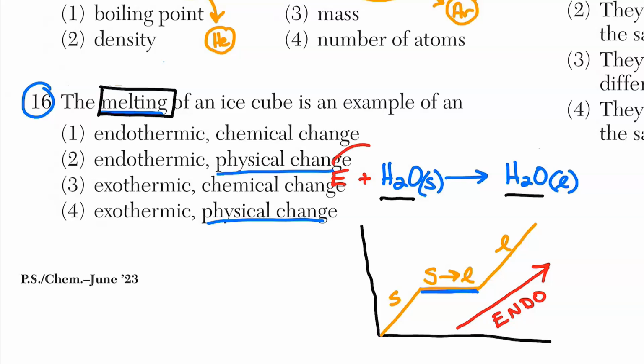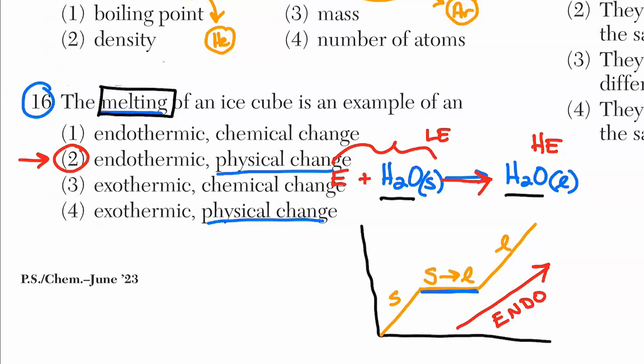This is the reactant side. Needs energy to go forward. Liquids have more energy. And so if I have higher energy here and I have lower energy, the only way to make this work is to add energy. The curve is going up. It's endothermic. All right, so you have to know that solid to liquid, you need energy to go to a higher energy state. It's endothermic. So number 2 is your answer here.